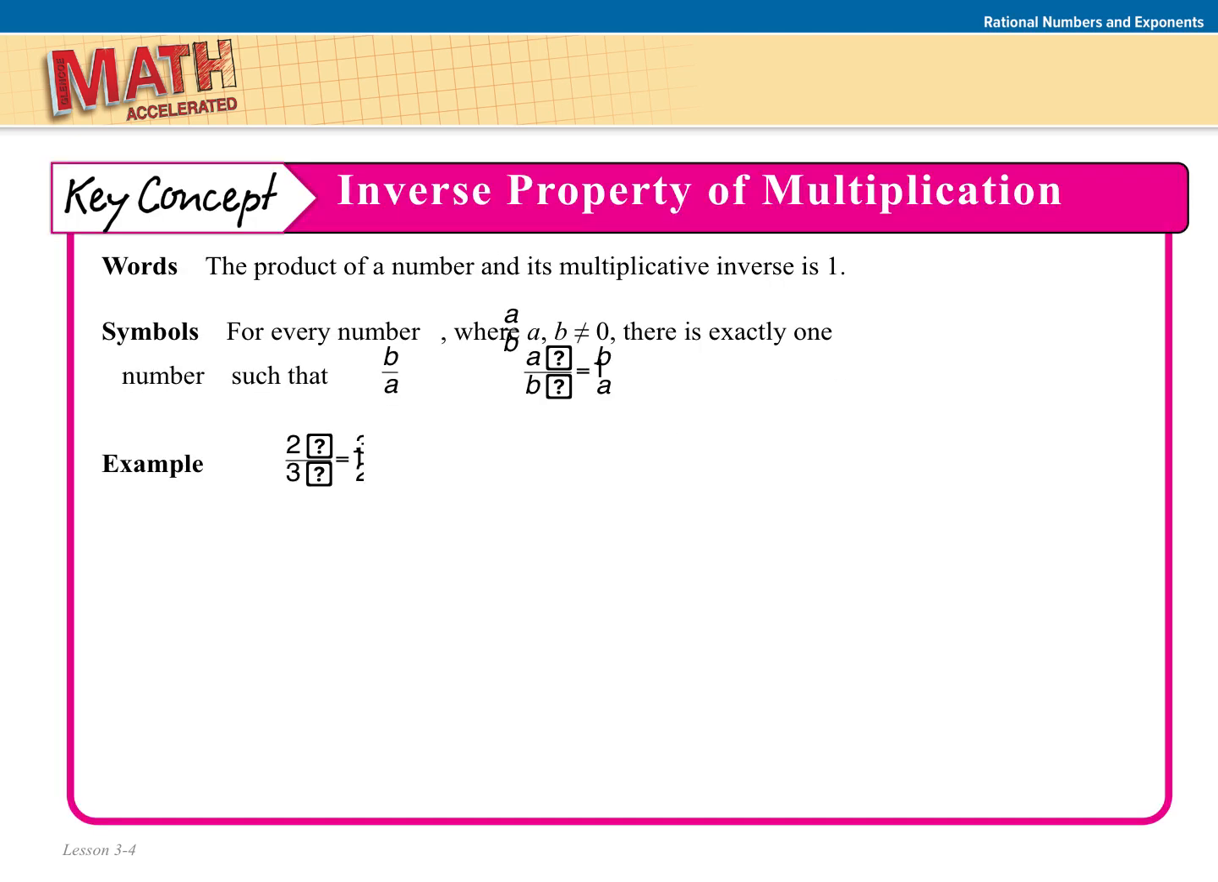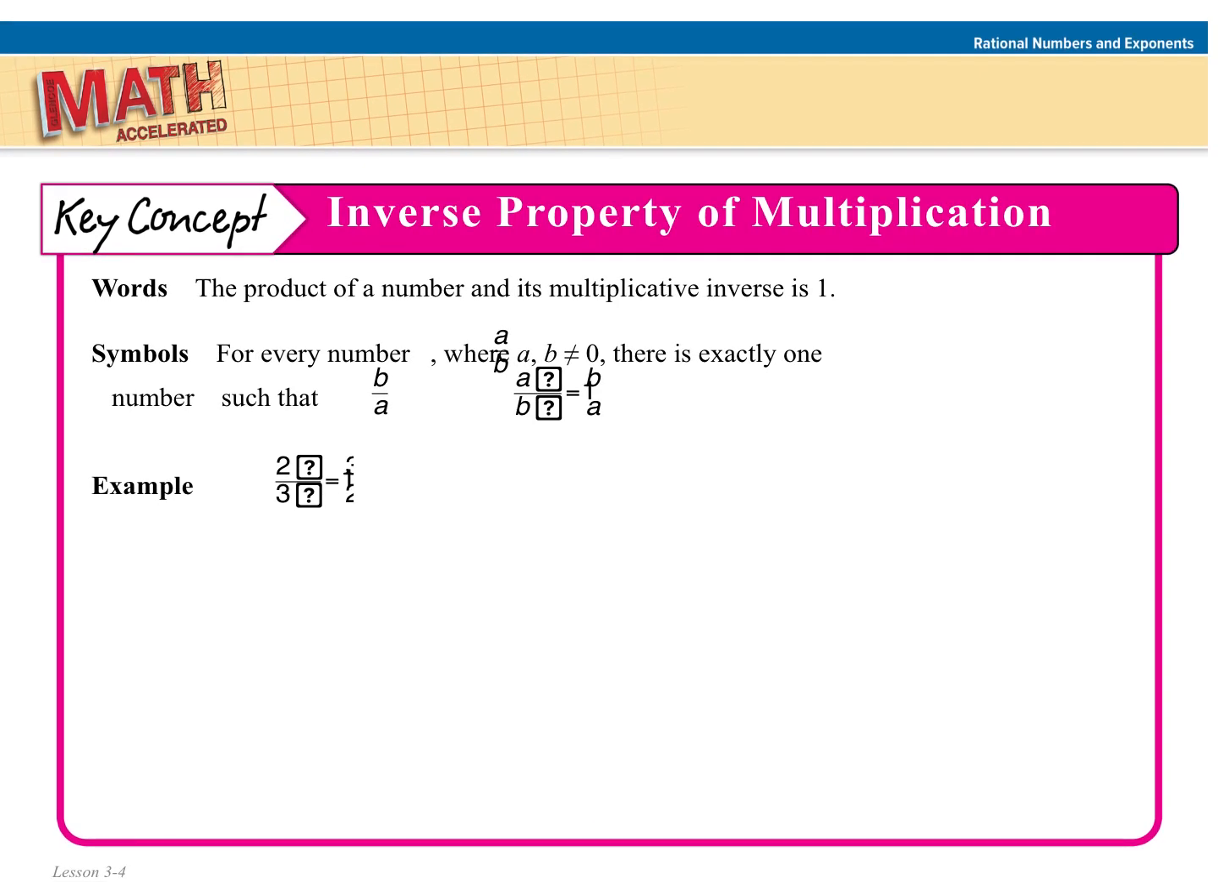So if I had 2/3, what is the inverse of 2/3? 3/2, and it's also the reciprocal, inverse and reciprocal. Okay, when I multiply these together, what happens? It gets 1. How do you get 1?